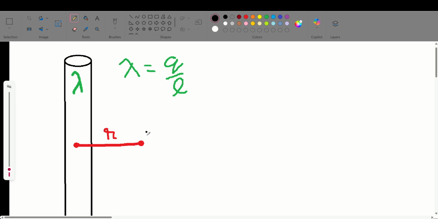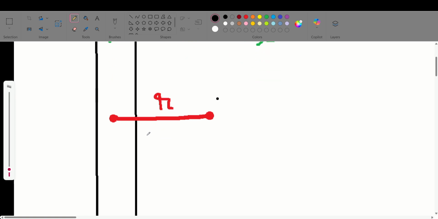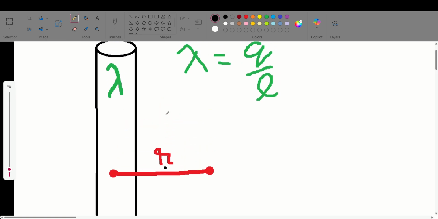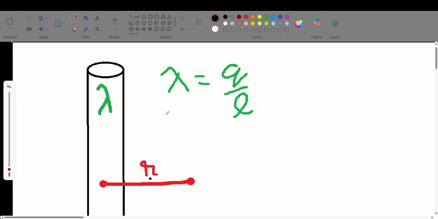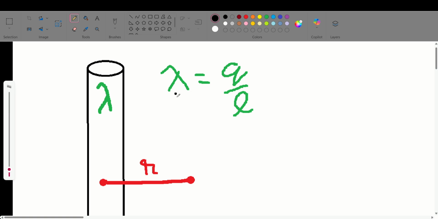We would like to find the electric field at a point at a distance of r from the center of a long wire with a linear charge density of lambda. The linear charge density is basically a measure of the charge per unit length. So the linear charge density, which is denoted by lambda, is essentially equal to Q by L.